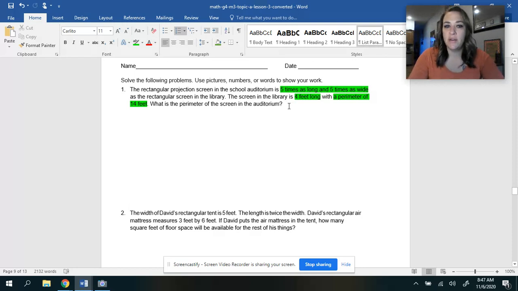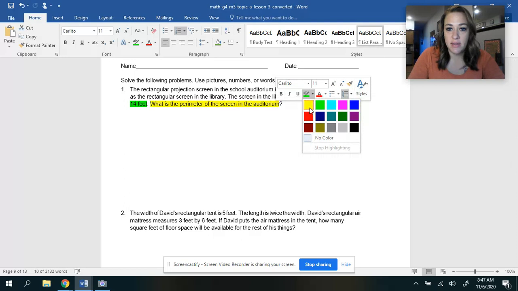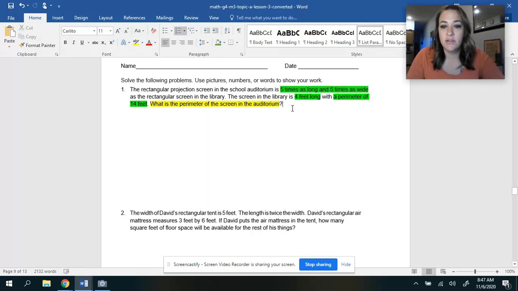So we know we have 2 screens that we're talking about. We have the projection screen in the school auditorium, and then we have the screen in the library. So there's 2 different perimeters or areas that we are going to be looking at to help us solve. But we want to know what is the perimeter of the screen in the auditorium, not the library. That is our question. This is what we're trying to figure out, okay?